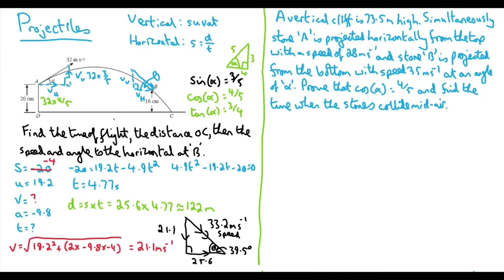So we're told here that a vertical cliff is 73.5 meters high. Simultaneously, stone A is projected horizontally from the top with a speed of 28 meters per second, and stone B is projected from the bottom with a speed of 35 meters per second at an angle of alpha. We first of all want to prove that cos alpha equals 4/5, and find the time when the stones collide mid-air.